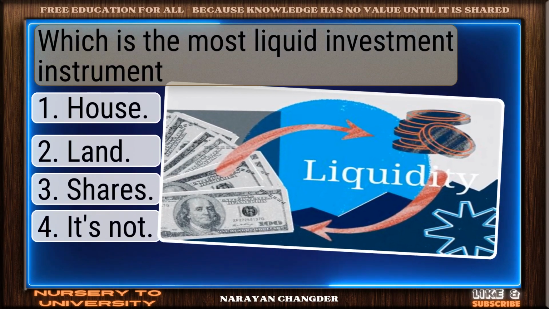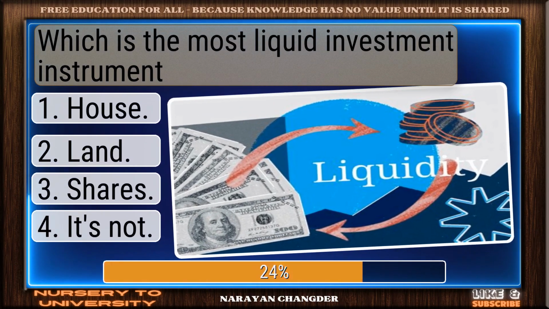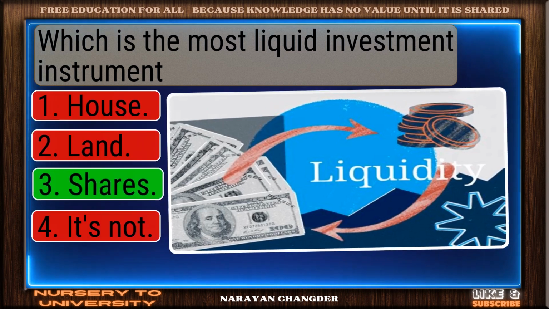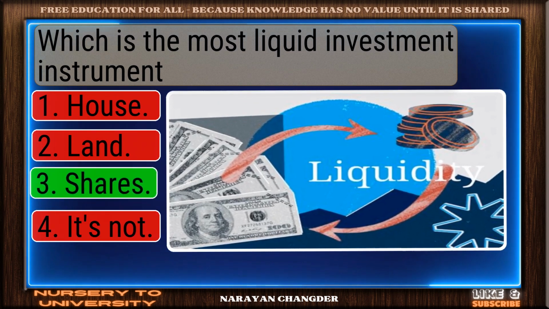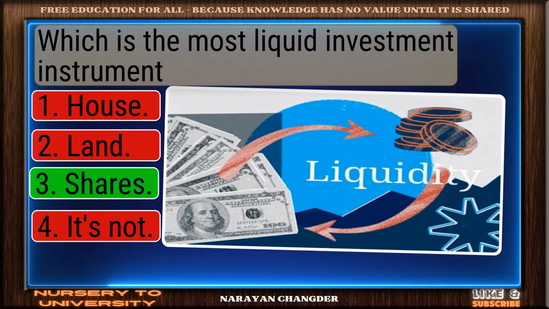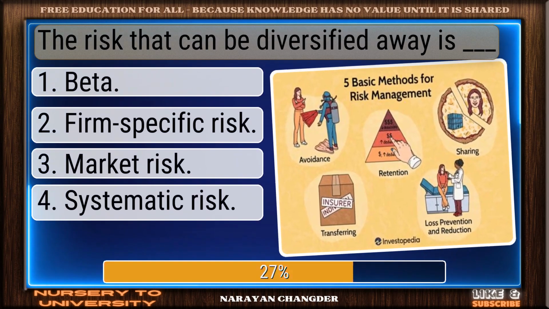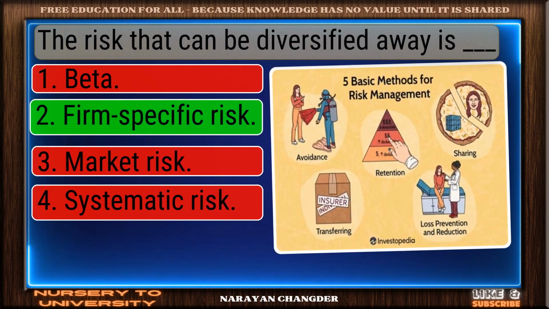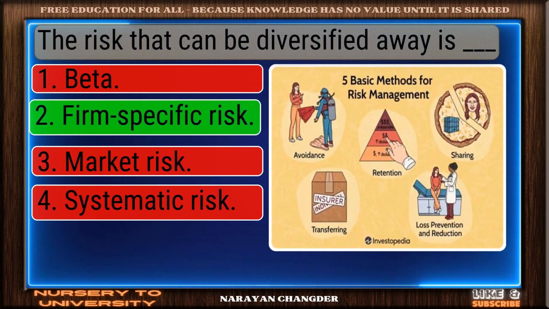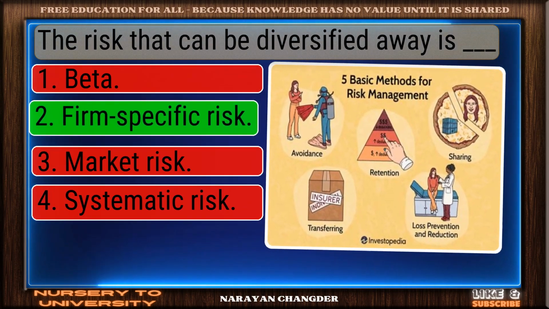Which is the most liquid investment instrument? Great job. Shares is the accurate answer. The risk that can be diversified away is Dash. Great thinking. Firm-specific risk is the right choice.